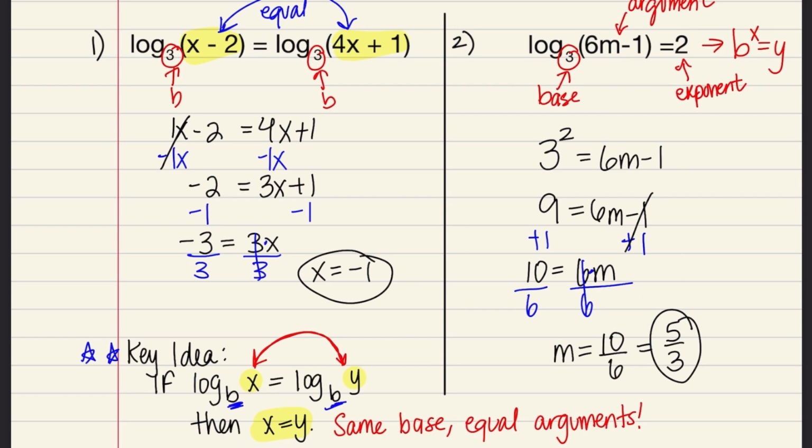In number 2, there was only a log on one side, so we used inverse properties to change the whole equation into exponential form. 3 squared equals 6m minus 1. And in doing so, we simplified where we could. 3 squared equaled 9. And we used inverse operations again to isolate the variable of m and get its value. Here we have solved 2 cases of logarithmic equations.